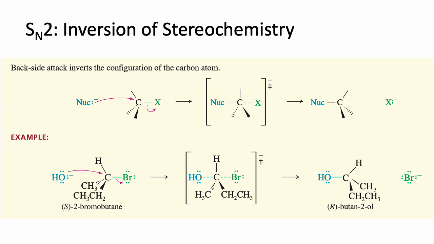The green CBr bond was on the right in the reactant, and the blue COH bond is on the left in the product. And so what that does is it switches the stereocenter. It was S in the reactant, now it's R in the product. If it was R in the reactant, the backside attack would cause it to become an S in the product. So we always switch the stereocenter. That's what inversion means. SN2 always inverts the stereocenter.